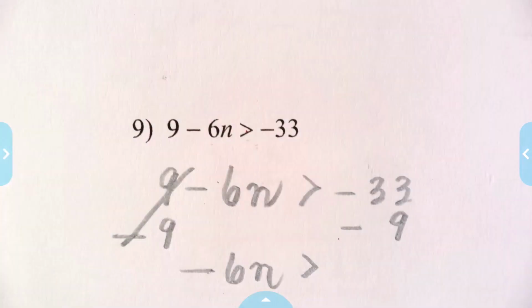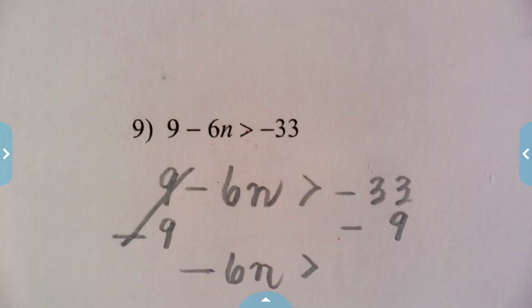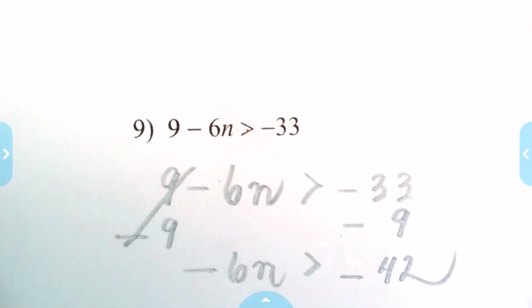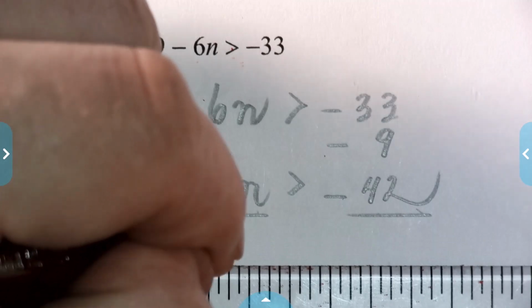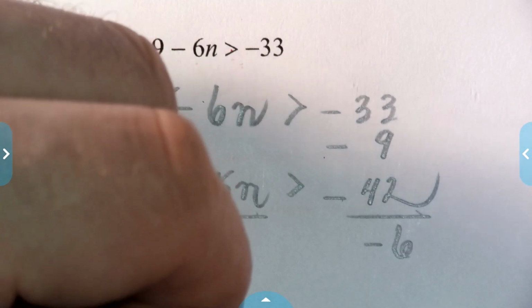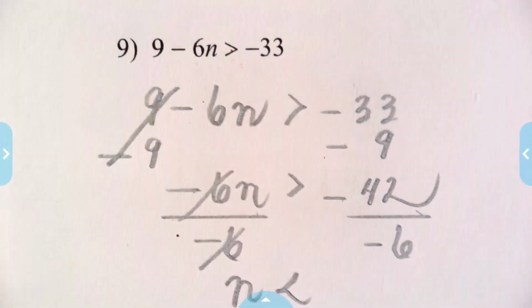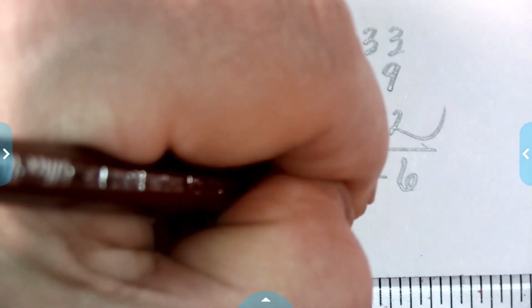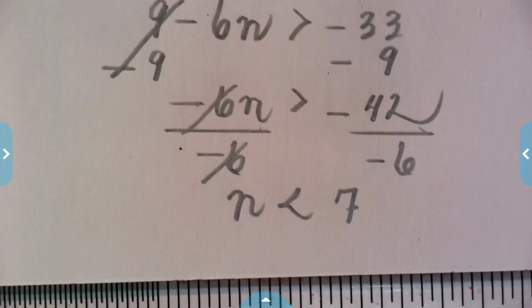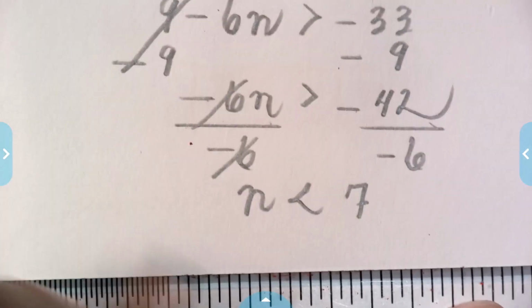is greater than, now you're adding 2 negative numbers, so that's going to be negative 42. And now you're going to divide by a negative, which means you got to flip the sign. So n is now less than, negative 42 divided by negative 6 is positive 7. Okay, so n is less than, so open circle at 7 going to the left.